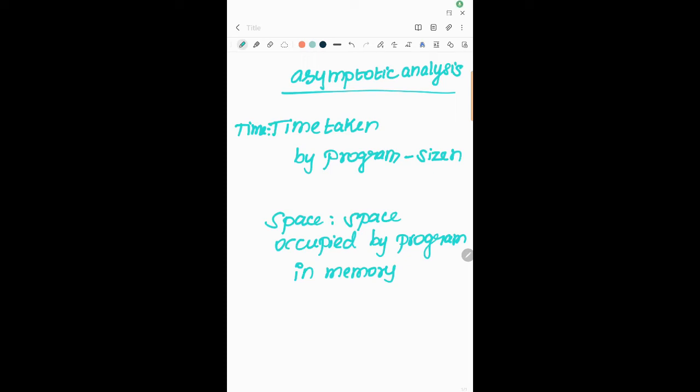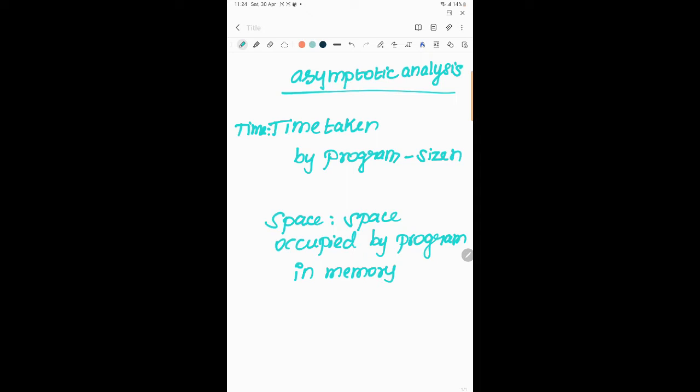The topic is computational complexity, and before going into the topic, let me just define what asymptotic analysis is. We have two different branches, time complexity and space complexity. Time complexity is the time taken by a program to complete its execution in terms of input size, and this time complexity is independent of the programming language used and the number of test cases.